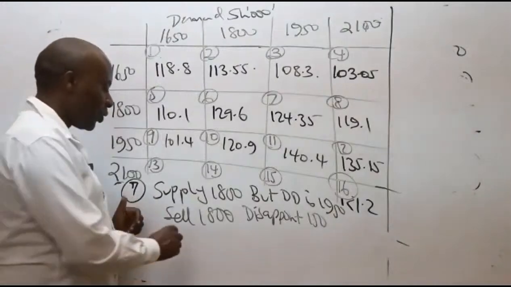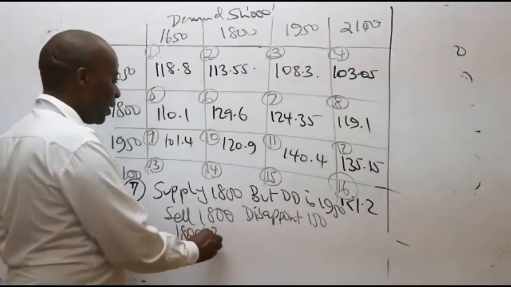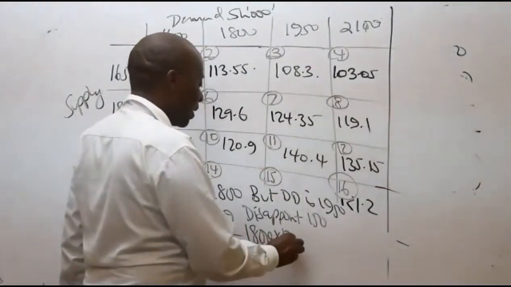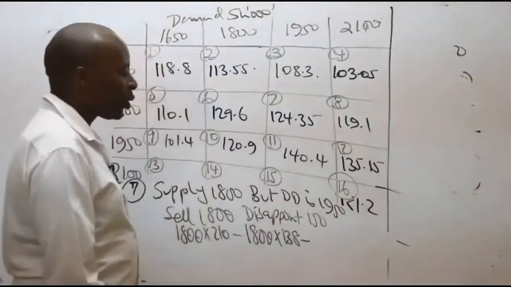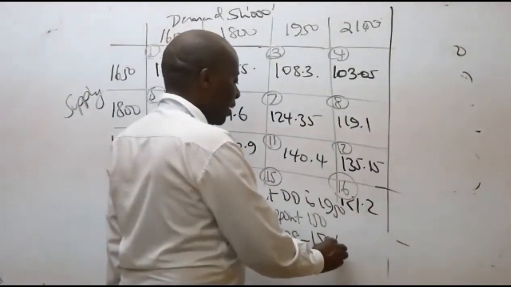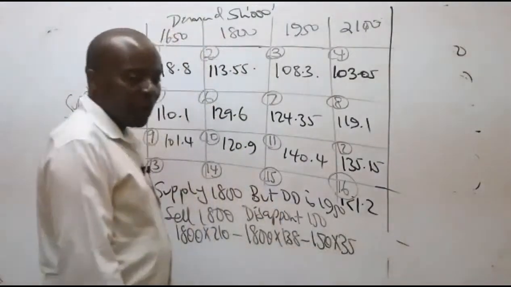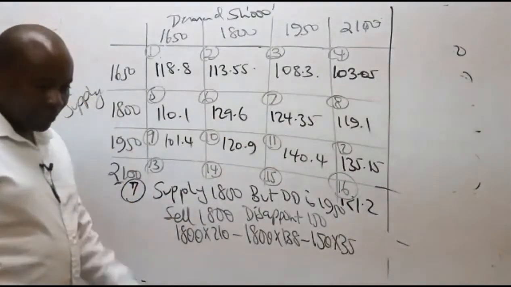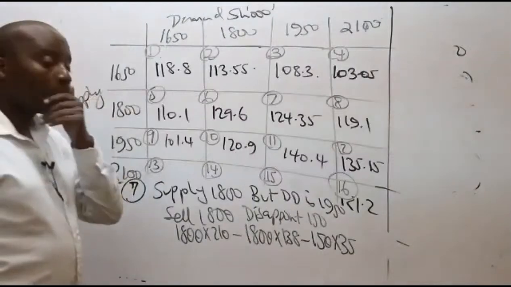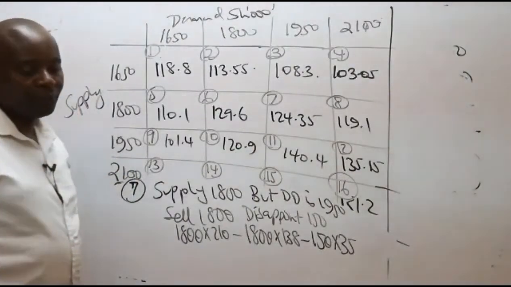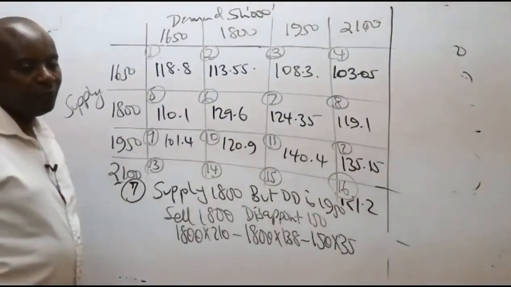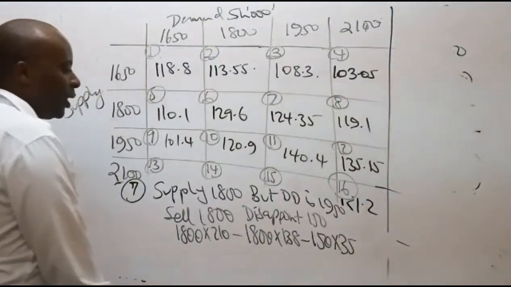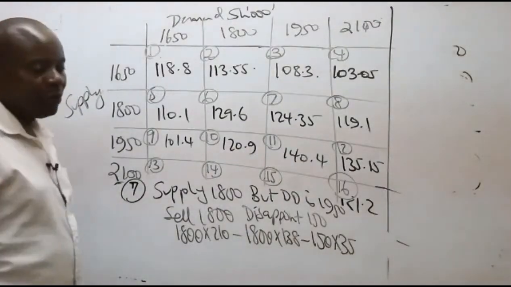So then if that is the case, my selling will be 1800 times 210 minus 1800 times 138 minus the cost of disappointing these 150 customers. So 150 times 35. Could you kindly confirm that cell number 7 is 124.35?